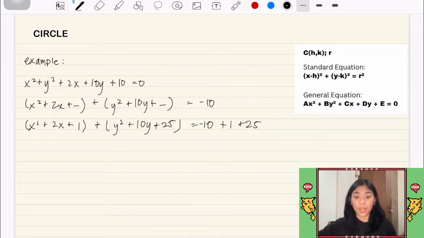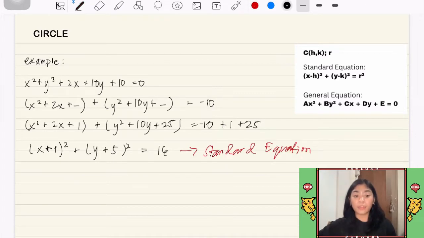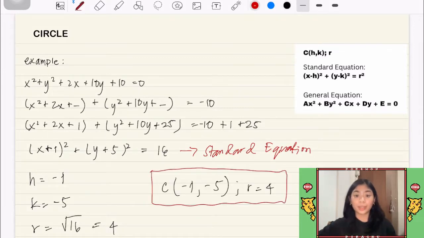and factor out the groups on the left side and make it two perfect squared binomials. Now, we will be having quantity x plus 1 squared plus quantity y plus 5 squared equals 16 as your standard equation, having the properties of h equals -1, k equals -5, and a radius of 4. And this is how you will write it.